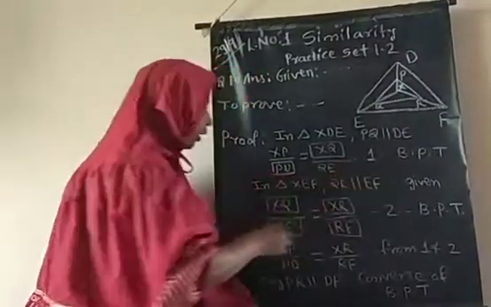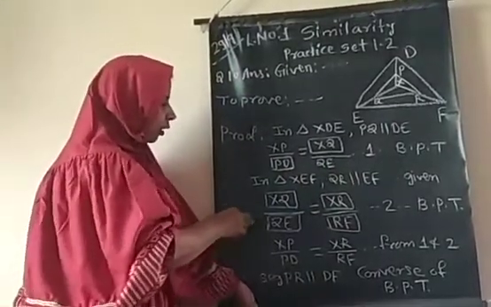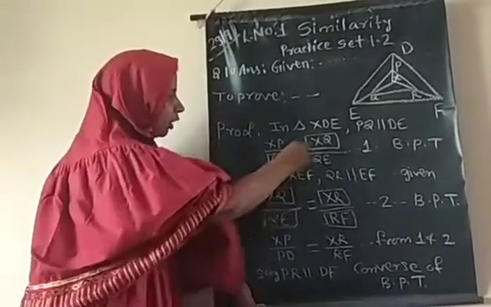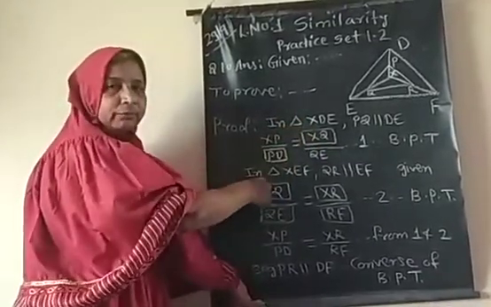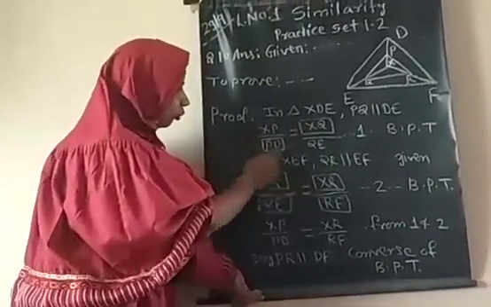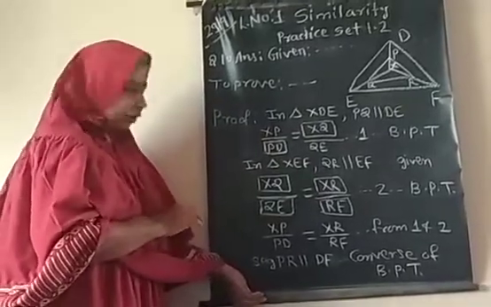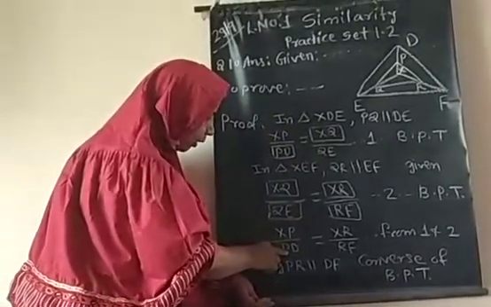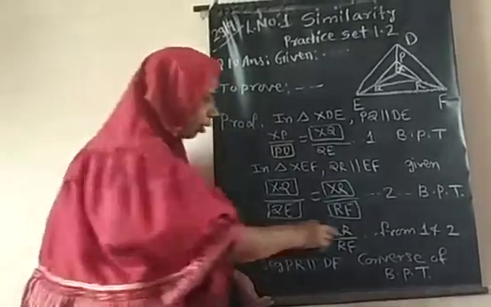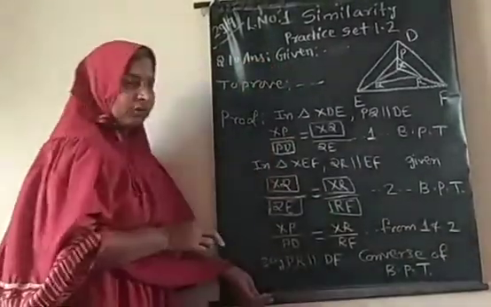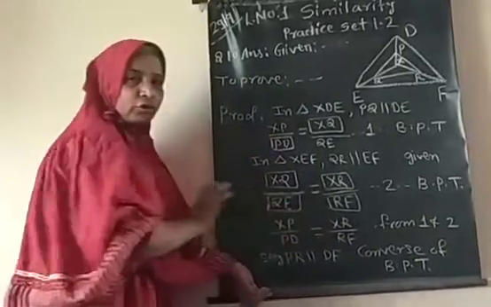Equation number 1 and equation number 2. This XQ upon QE and XQ upon QE, both the ratios from 1 and 2, they are equal. So the remaining two ratios are also equal. Therefore, XP upon PD is equal to XR upon RF from equations 1 and 2. This is the result of these two ratios.